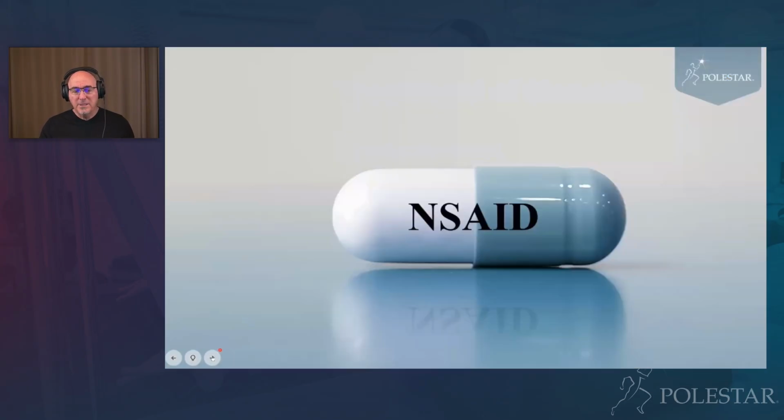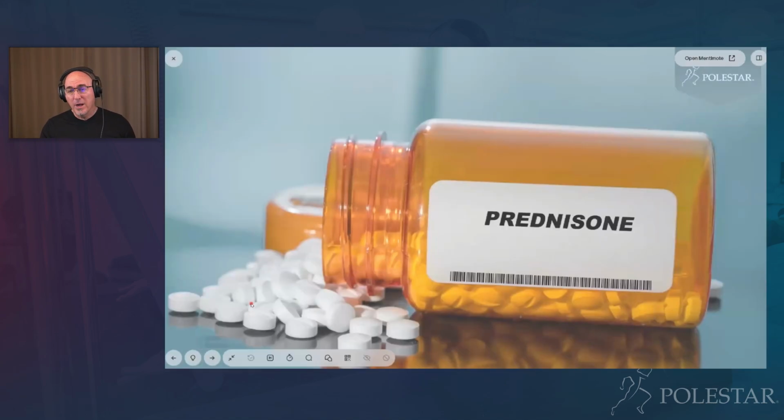So, of course, NSAIDs are going to be things like ibuprofen, naproxen, Aleve, those kind of things that we would be taking. There's some longer lasting ones that do not hurt your gut as bad if they work, right? Some people are not allowed to take them because they're on blood thinners or they have other pharma that's contraindicated for that.